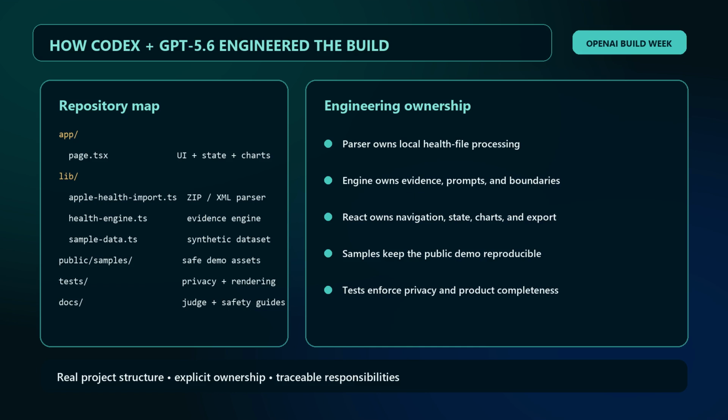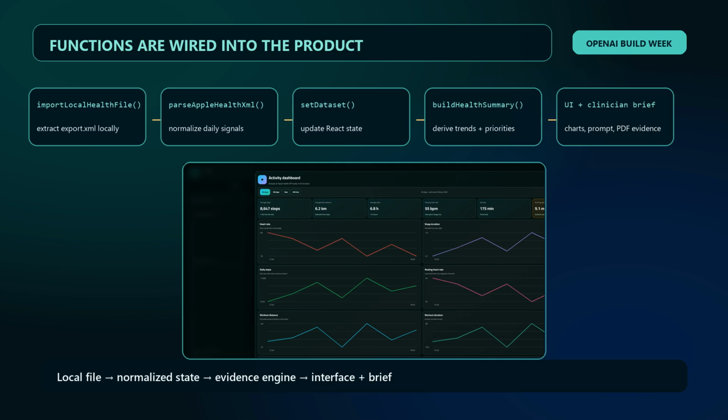Codex powered by GPT-5.6 did more than write screen copy. It isolated the contest edition, structured the repository into the Apple Health importer, evidence engine, React interface, synthetic samples, documentation, and tests. It helped design the cross-signal rule, define the privacy and non-diagnostic boundaries, and connect the import flow to the visible product. The implementation path is traceable.